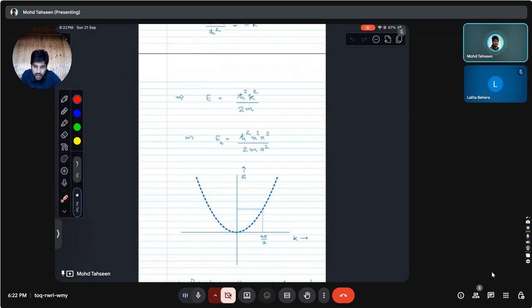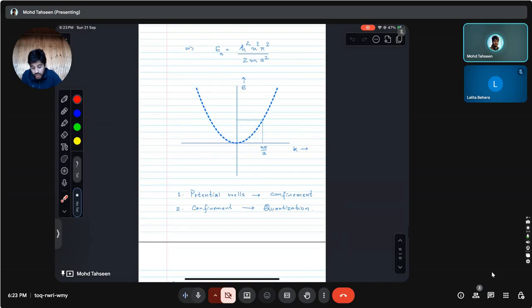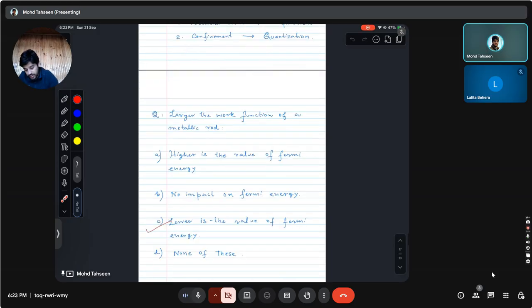Okay, this E will not be even defined for any arbitrary k. There are only fixed k's for which this E will be defined. That's why this parabolic trend is shown in a dotted manner. So the takeaway from this is that electrons reside inside potential wells when they move inside a solid, and because they get confined in this potential well, we see the effects of quantization. Okay, that's the takeaway message from this.